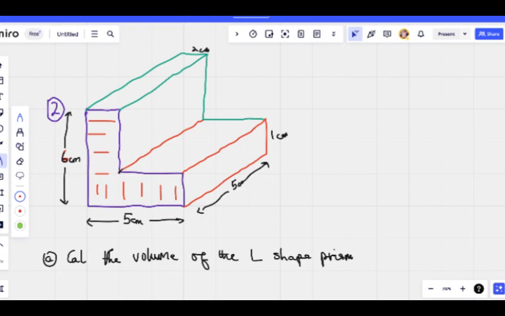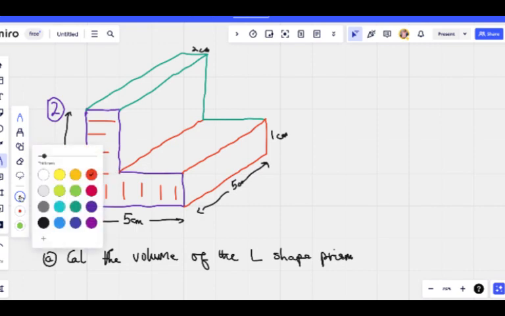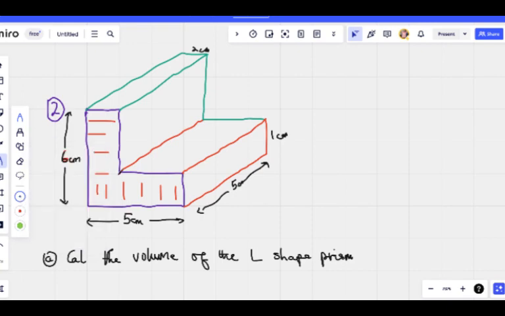If you look at this, we can break this L shape into 2 rectangles. We can call here rectangle A, and here rectangle B. So we have to find the area of each of these rectangles, and then we add them together, and we get the total area of the L shape.